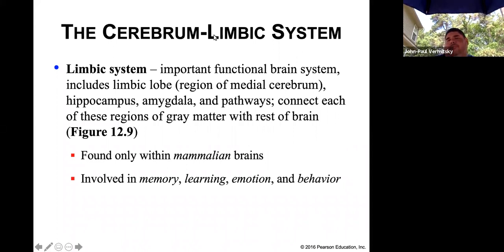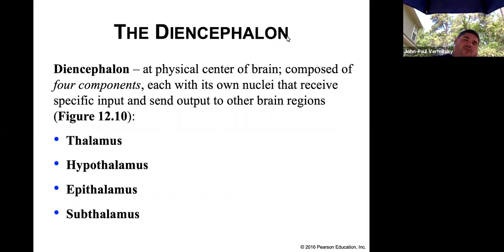Okay, so that's it for the cortex, or the cerebrum. The next structure we're going to talk about is the diencephalon, and I will pick up with the diencephalon and the brainstem in recording number 2.